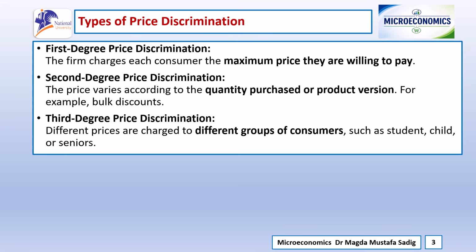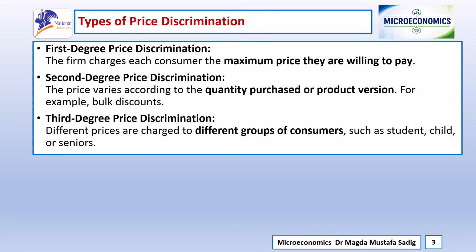So let us summarize the three types one more time. First degree, each consumer is charged the maximum price that he or she is willing to pay. Second degree, the price varies according to the quantity purchased or the product version, such as bulk discounts. Third degree, different prices are charged to different groups of consumers, such as students, children, or seniors.